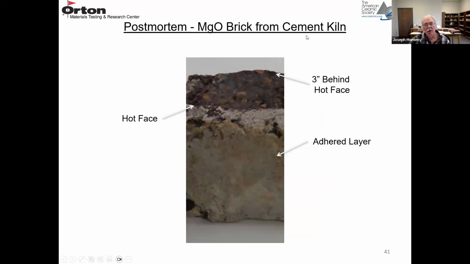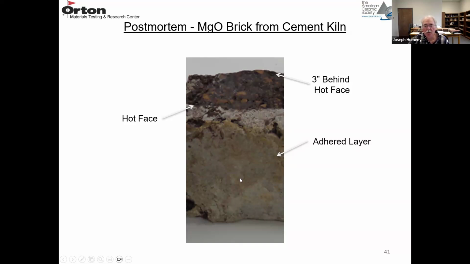So this is an MgO brick from another cement kiln. And this is the actual MgO refractory right here. This interface is the hot face of the refractory, and then this is 3 inches thick. So this is 3 inches behind the hot face.